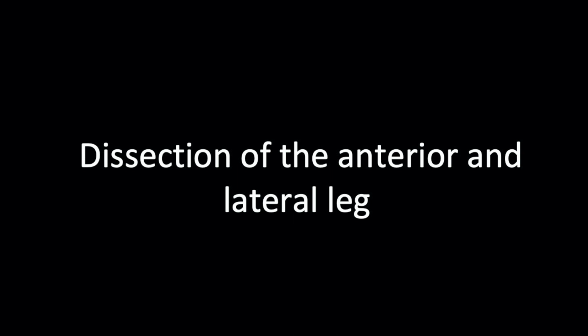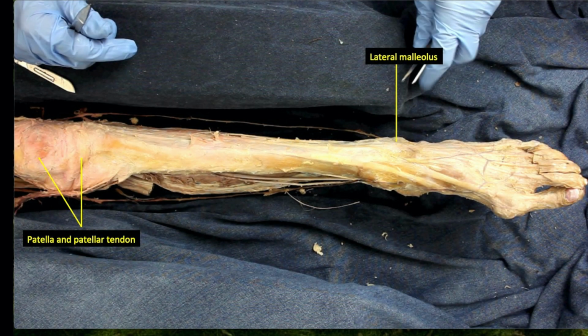Let's start the dissection of the anterior and lateral leg. The anatomical leg is shown in the image. The region that extends from the knee, indicated by the patella and the patellar tendon, and that extends to the ankle, indicated by the lateral malleolus.